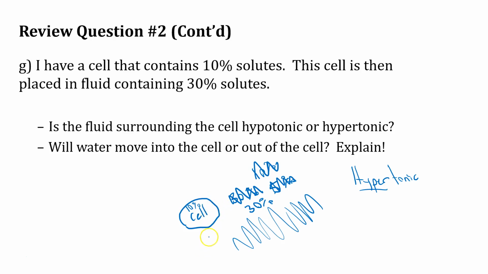Well, let's say I've got a water molecule inside the cell. Here's my water molecule right here. The water molecule would look around, inside the cell and outside the cell, and say, which party's got the most solutes? And the answer would be the one outside of the cell, because there's 30% solutes instead of 10%. So there's more particles, more salts, more solutes in this fluid than inside the cell, so water is going to want to go to that party.